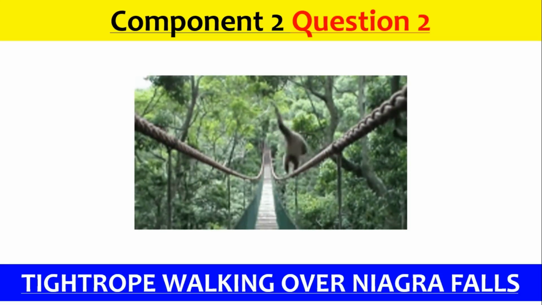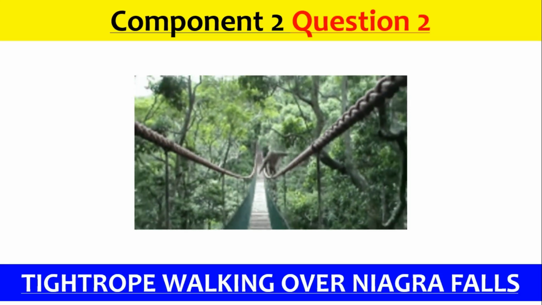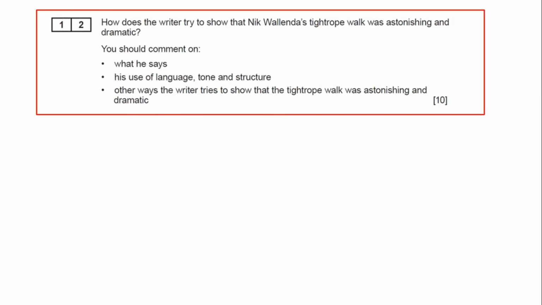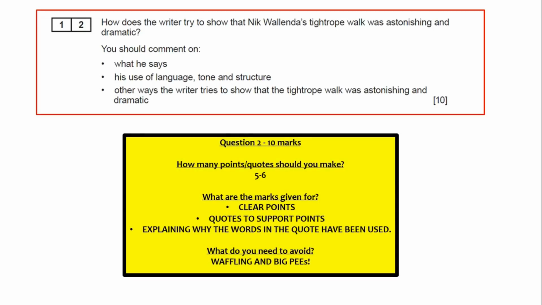Okay, question 2 is the language question. This is looking at the Tightrope Walk over Niagara Falls, paper 2. So the question is, how does the writer show that Nick Wallender's tightrope walk was astonishing and dramatic? You should comment on what he says, his use of language, and basically anything else that you pick up on that shows it was astonishing and dramatic. So in this question, you're looking to make 5 or 6 quotes. What are the marks given for?